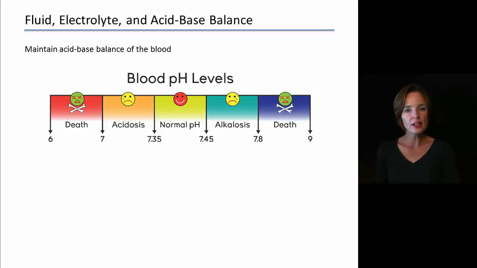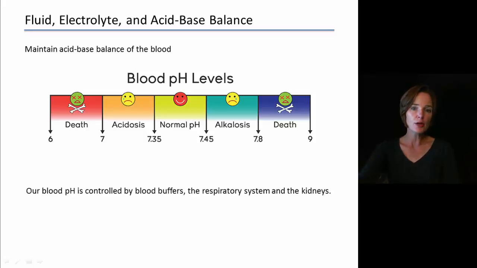So it's very important that this pH of the blood is regulated and controlled, and there's a number of different systems that are involved in that. The kidneys are just one of them. So our blood pH is controlled by blood buffers, the respiratory system, and then also the kidneys. All of those working together is going to regulate and help to maintain the blood pH in the range that it needs to be.